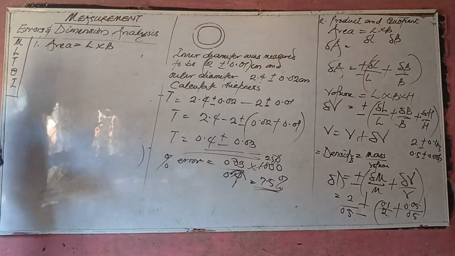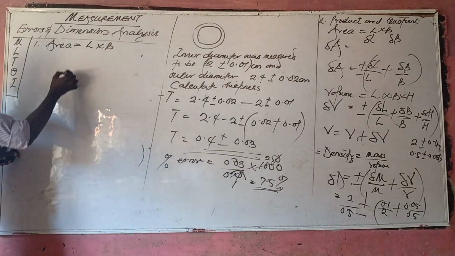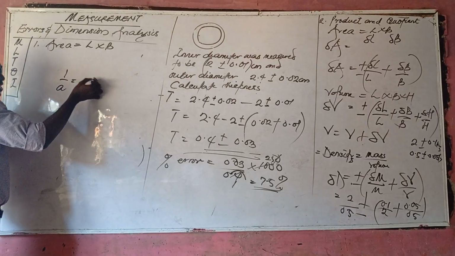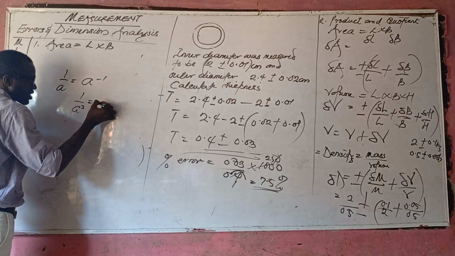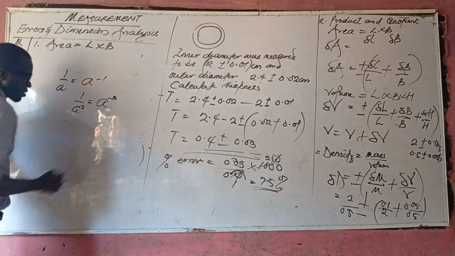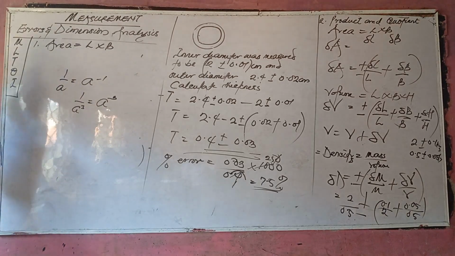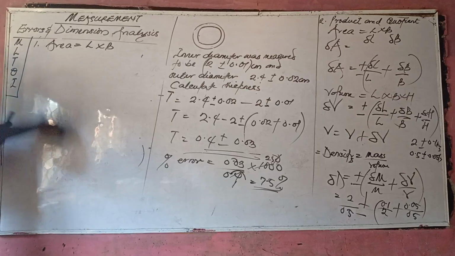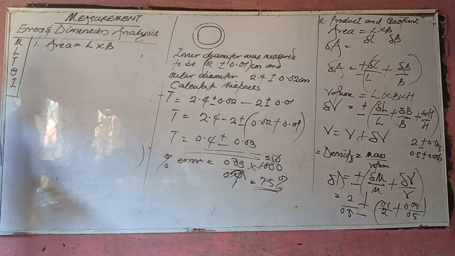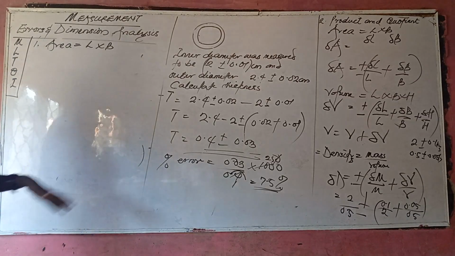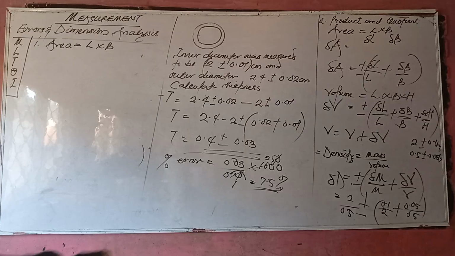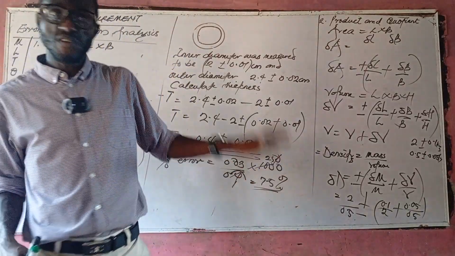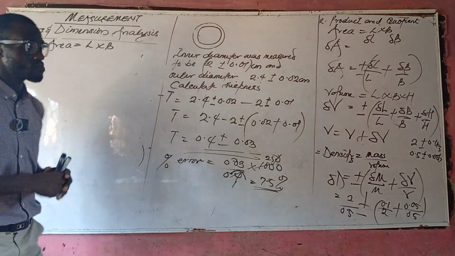Another tool you need is 1 over a. Do you know it can be expressed as a raised to minus 1? 1 over a squared will be a raised to what? Minus 2. Since you know this, we are good to go. Now listen. These are your 5 fundamental quantities. There are 7 fundamental quantities, right? But these are the 5 that we need for the analysis.